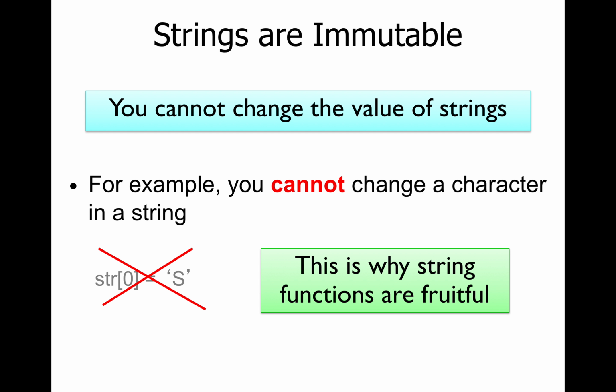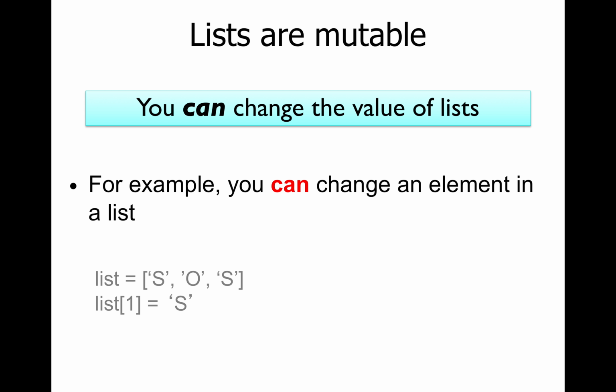And this is why all of the string functions we've been using so far have been fruitful, like .lower and .upper. They return a value that we then have to assign back to another string. So you can print out a string .upper, but if you want to use that string later, you'd have to say string equals string.upper. I highly recommend you try it. In contrast, lists are mutable. You can change the values of lists. So for example, if I have a list of single letters and I say list 1 is S, then I'm going to have a list of all S's.